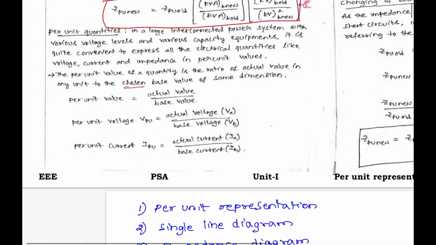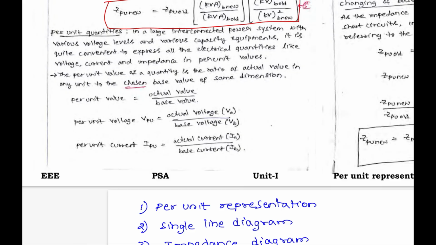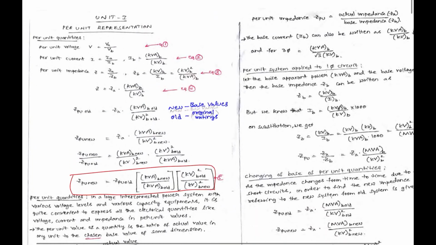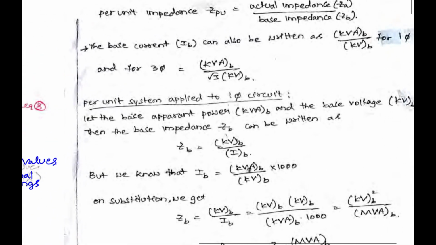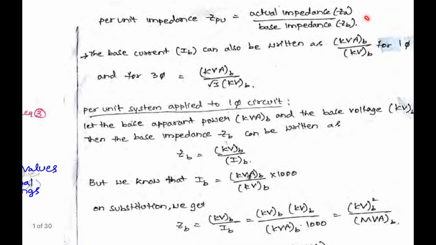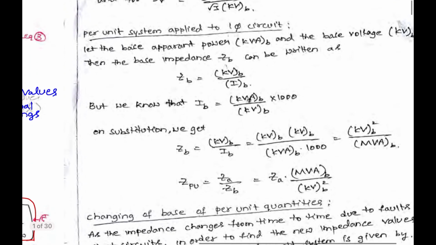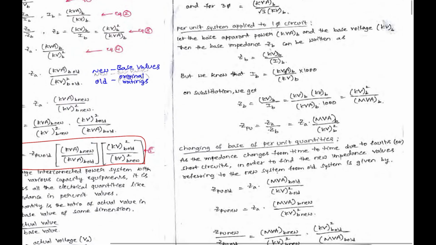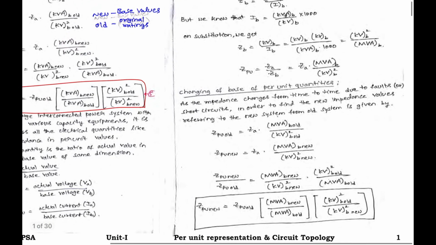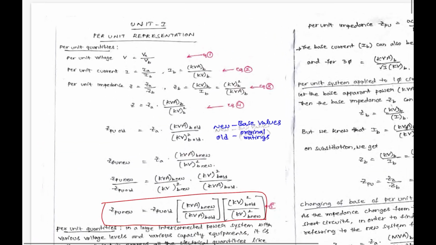Okay, so per unit value equal to actual value by base value, it is a general expression, and per unit voltage equal to actual voltage by base voltage, that is VA by VB, and per unit current is actual current by base current, that is IA by IB. Next we will try to understand the per unit impedance. Z per unit equal to actual impedance ZA by base impedance ZB. So you can go through it. It is the general expressions which we have discussed here itself.